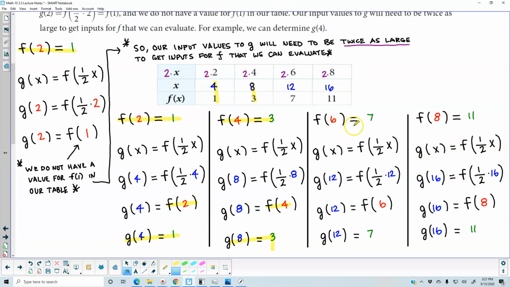f of 6 is equal to 7. So g of x is equal to f of 1 half x. So g of 12 is going to equal f of 1 half of 12. 1 half of 12 is 6. And f of 6 gives us 7, so we can see that g of 12 has an output of 7.